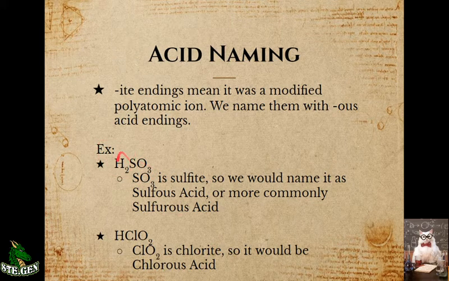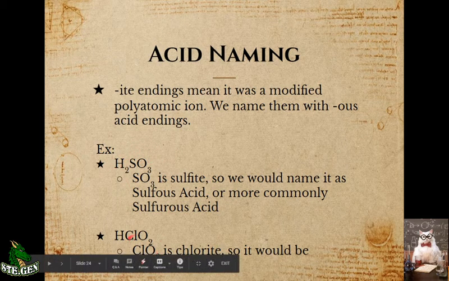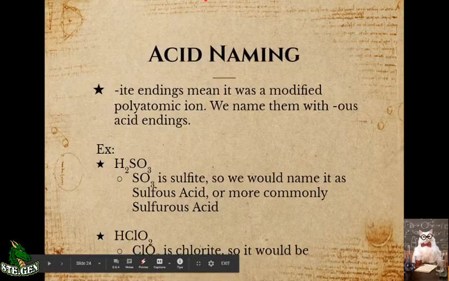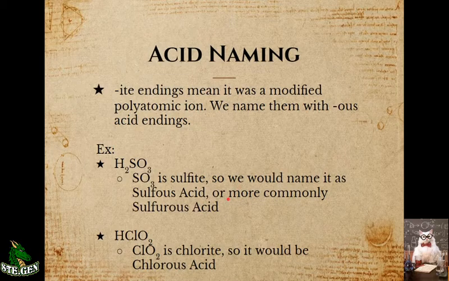And again, notice their number of H's is just equal to the charge. Sulfate and sulfite both have a -2, so there's 2 H's. And then over here we have HClO2. That is, again, if I click back and forth between the slides, ClO3 was chlorate, ClO2 would be chlorite, so it would be chlorous acid.